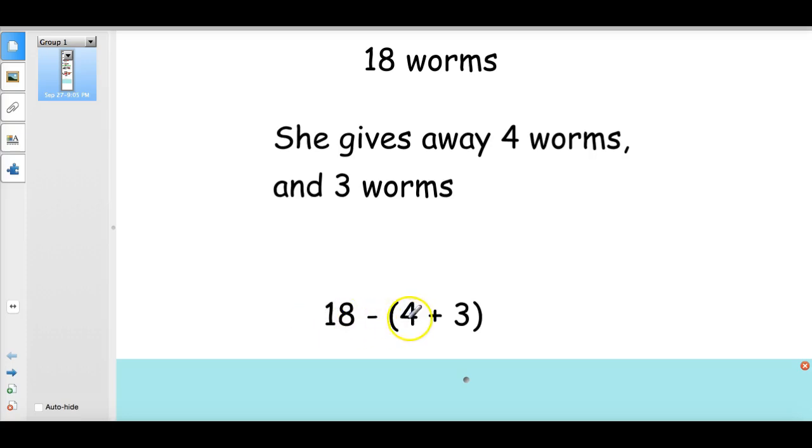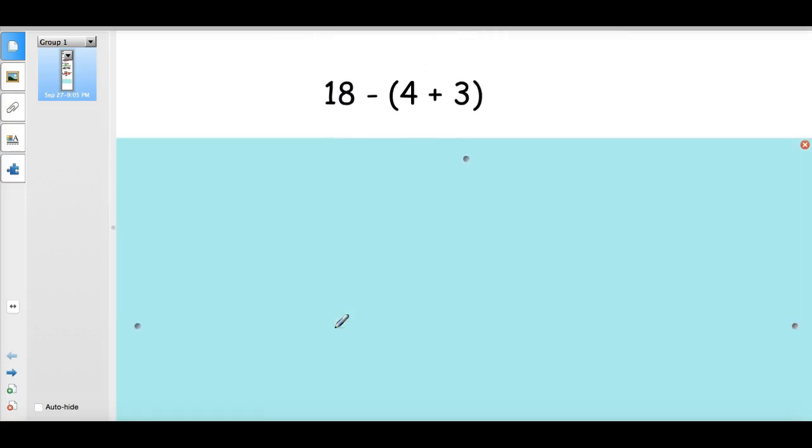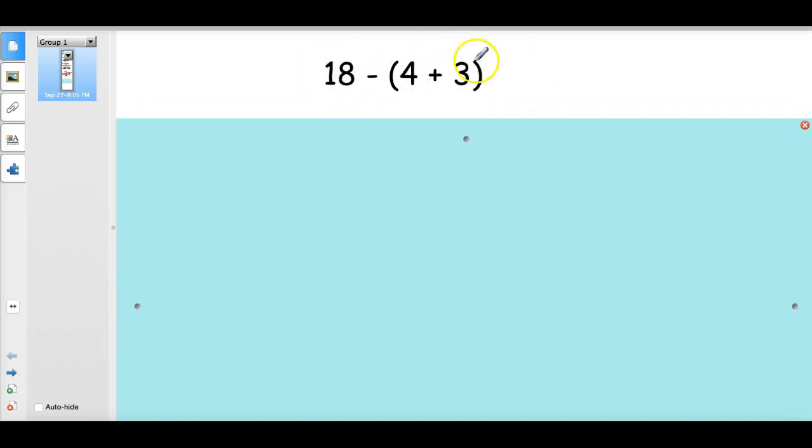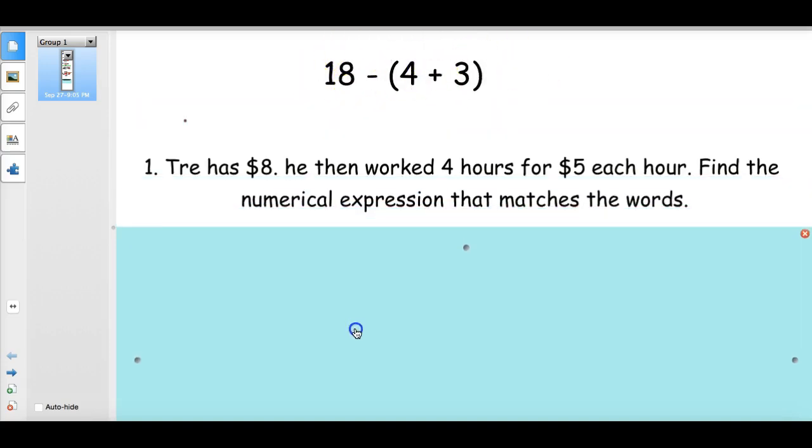So instead of saying 18 minus 4 and 18 minus 3, I'm going to do 4 plus 3 and then subtract that number from 18. But again, not finding the actual answer. That is just for a numerical expression. We are only showing this part of it, no equal signs.